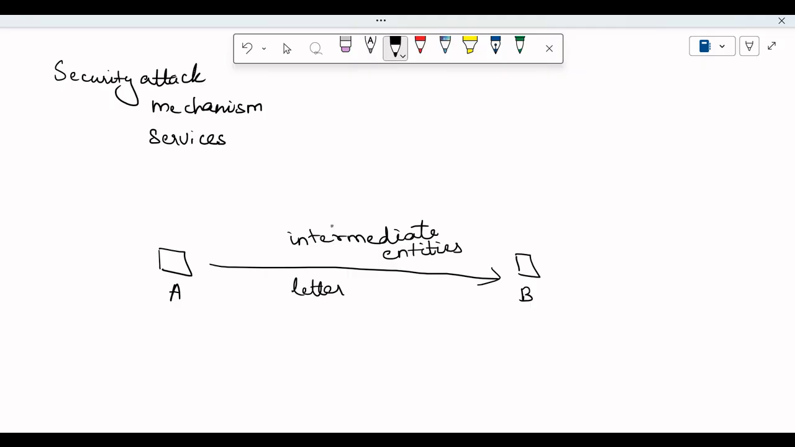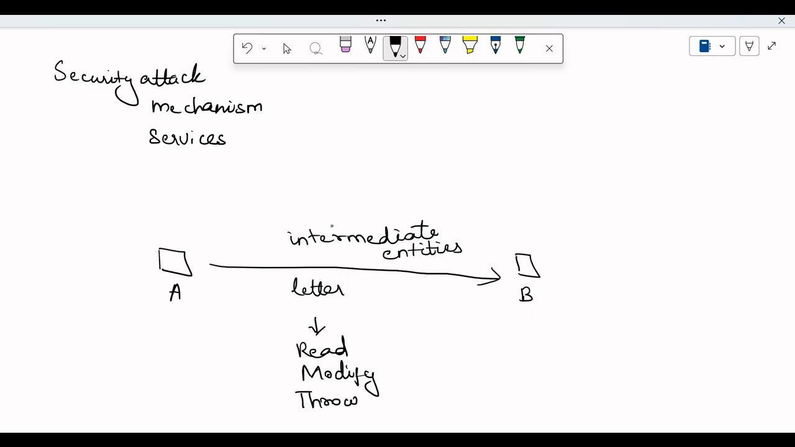Of course, in the post office scenario, there are so many security measures taken care of. But if one of the intermediate entities is an attacker, what are the possible attacks? The attacker can read the content of the letter, the next possibility is modifying the content of the letter, and the next possibility is just throwing out the letter. These are some of the possible attacks that can be performed.